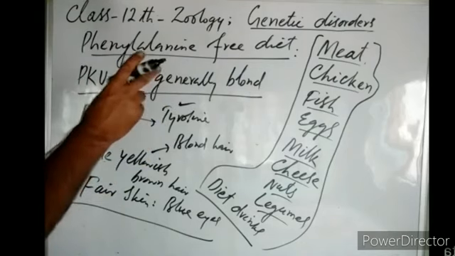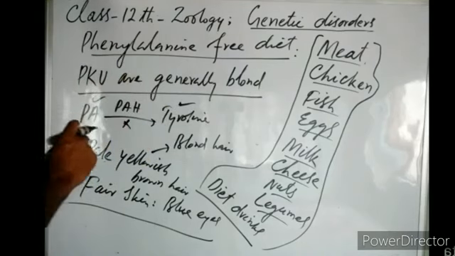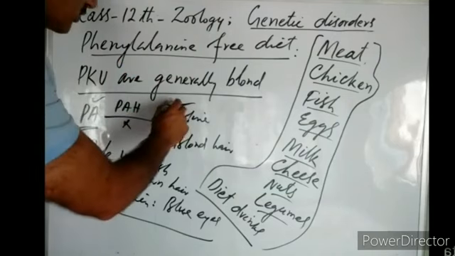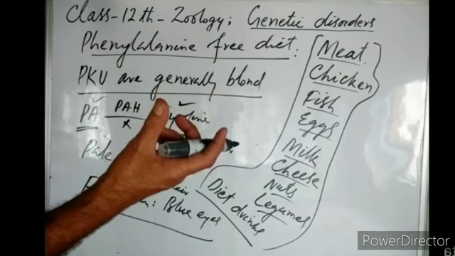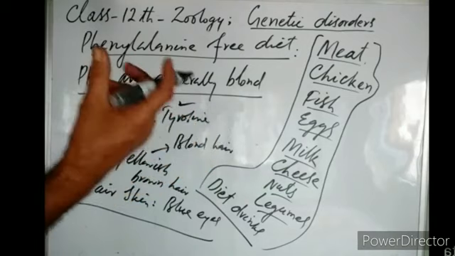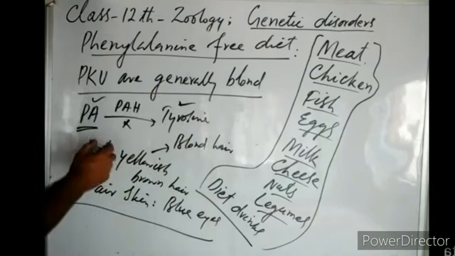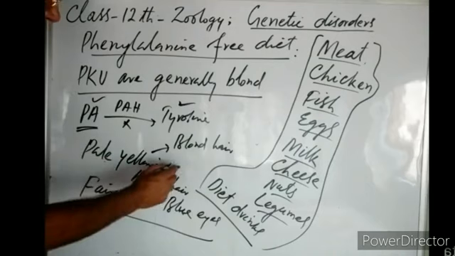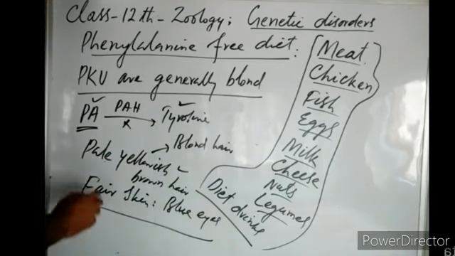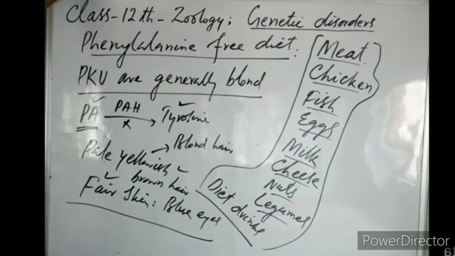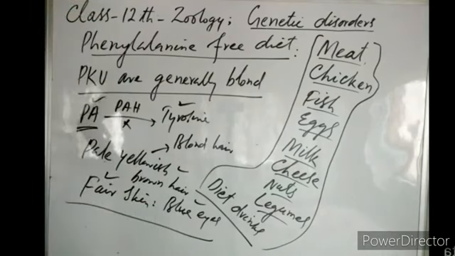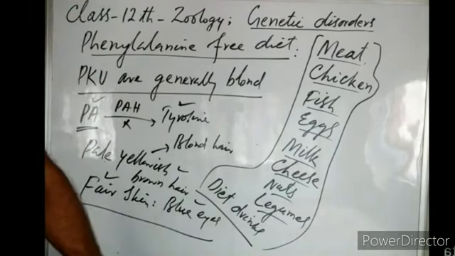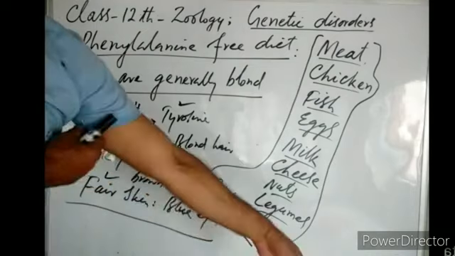So if a person is suffering from PKU, that means his phenylalanine is not converted into tyrosine, and due to lesser amounts of tyrosine, a lesser quantity of melanin is formed. And due to the lesser quantity of melanin, the person develops pale yellowish brown hair, known as blonde hair. The person gets fair skin and develops blue eyes. So the person develops the features of a blonde. So this is how a person suffering from PKU becomes blonde, right?